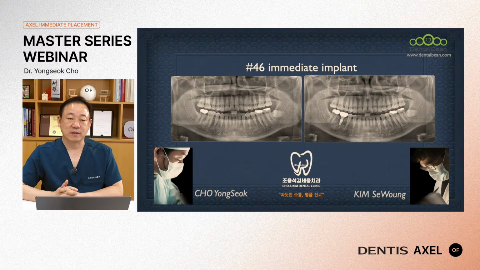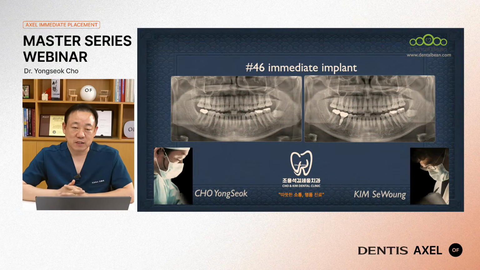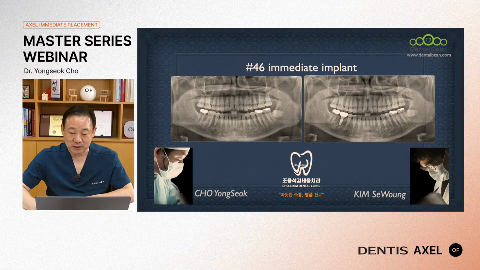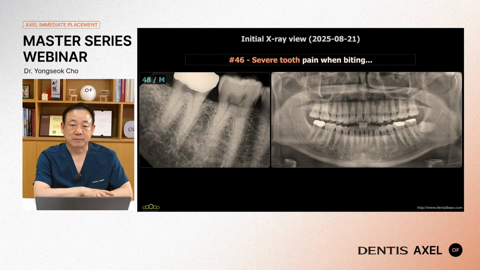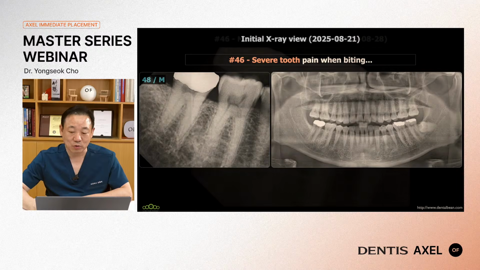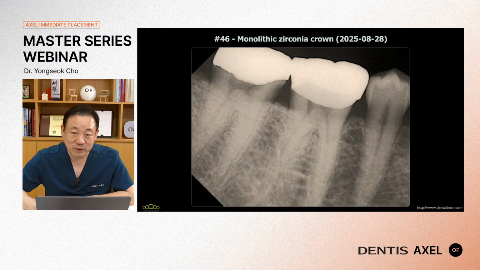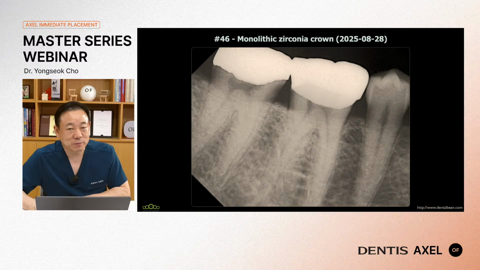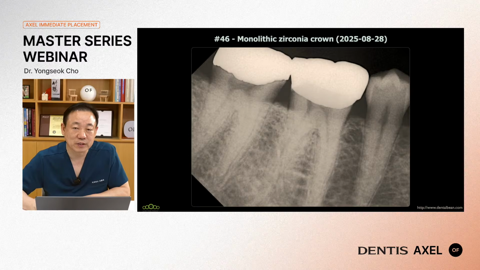Okay, next case. It is 46 immediate implant case. Patient complained of severe tooth pain when biting food. Okay, right mandibular first molar has very long root. In the radiographic image, you cannot see any special finding. We suspected a crack of the tooth.